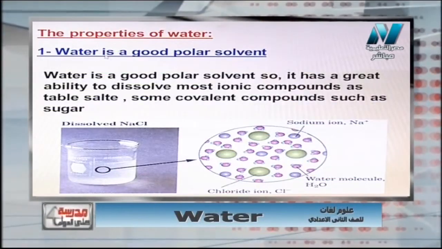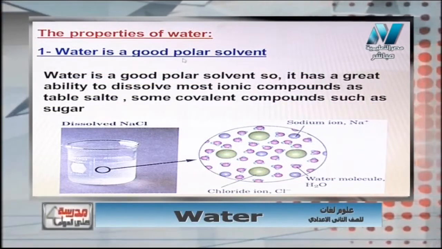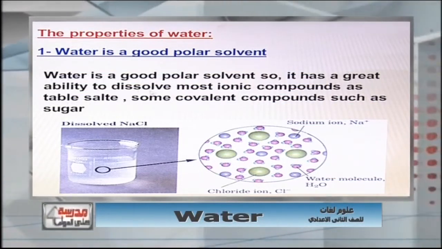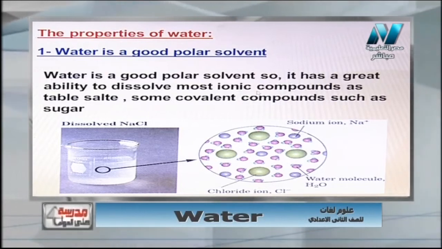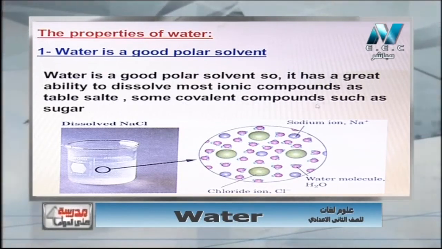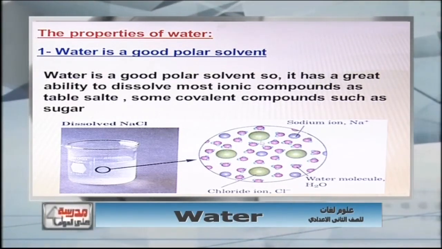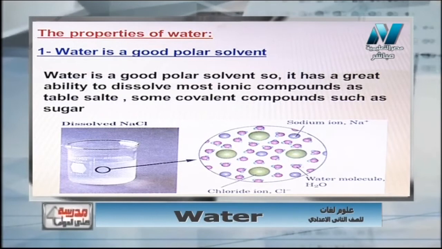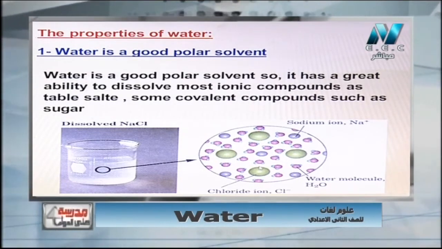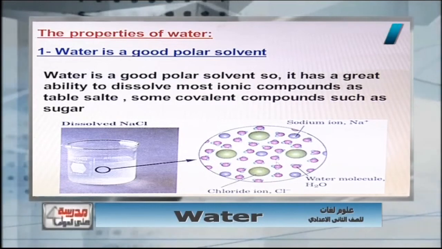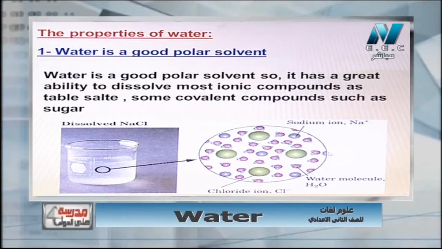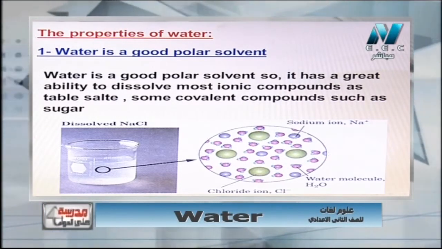The properties of water. Number one, water is a good polar solvent. What is meant by good polar solvent? It has great ability to dissolve most ionic compounds, like table salt, and some covalent compounds, such as sugar. As we see from the diagram, the sodium will separate into ions and form a hydrogen bond with the water and disappear in its intermolecular spaces. This is the molecule of water and the chlorine and sodium, which are the main constituents of table salt.